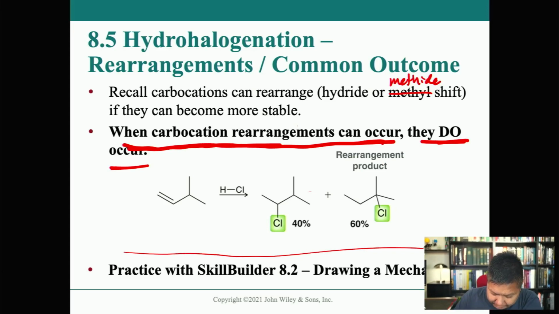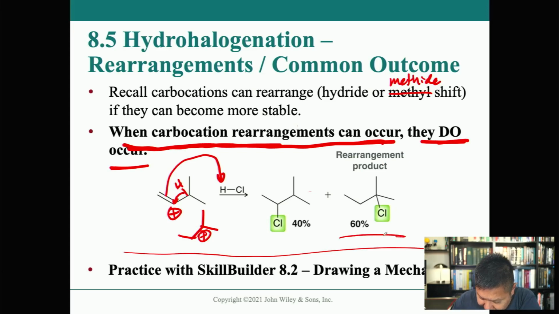Double bond comes over here, pulls off the proton, okay? Leaving you with the carbocation right there. And then there's a hydrogen right there that does a hydride shift to go to there, leaving you with the tertiary carbocation, right? Tertiary carbocation. And so notice that the rearrangement product, where the chloride does the nucleophilic attack on the tertiary carbocation, there's way more of that, 60% product of that instead of the other one.